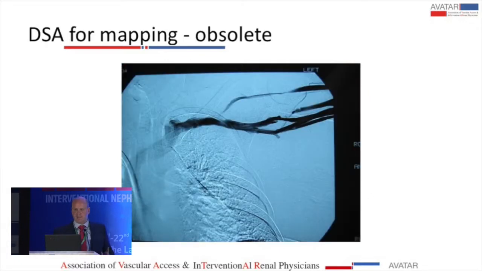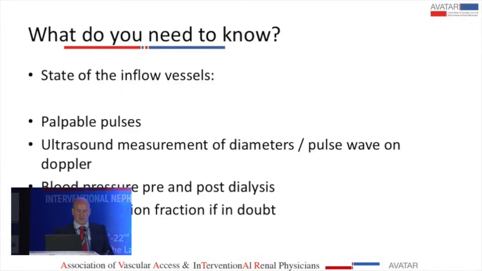Duplex scanners are ubiquitous and they should be here too. We have them in every clinic room. We have them in theaters. And I would suggest you shouldn't embark on any AV procedure without scanning them if that's an option. There's also DSA angiogram for mapping, which we don't use anymore except for the central veins occasionally.